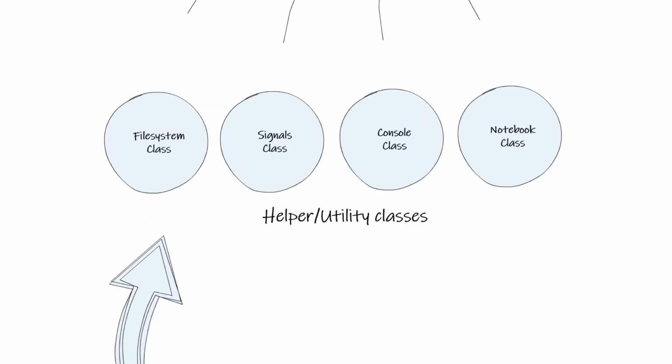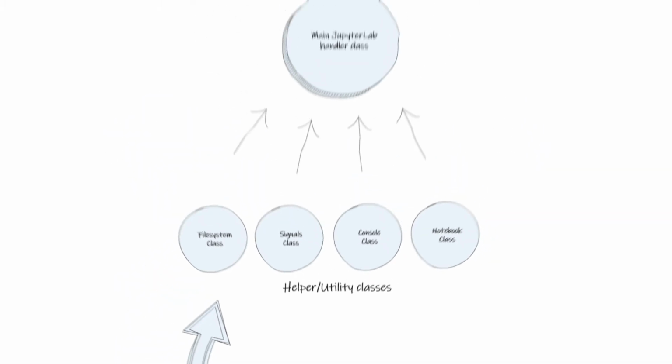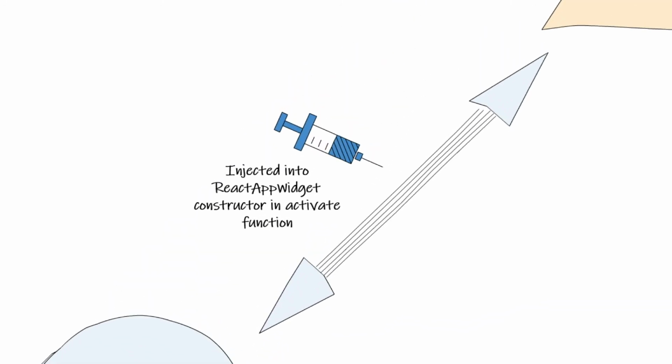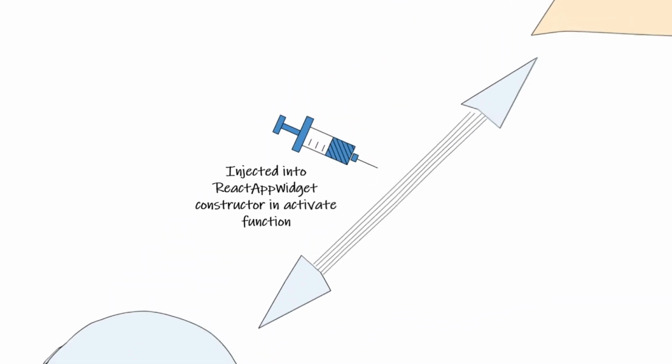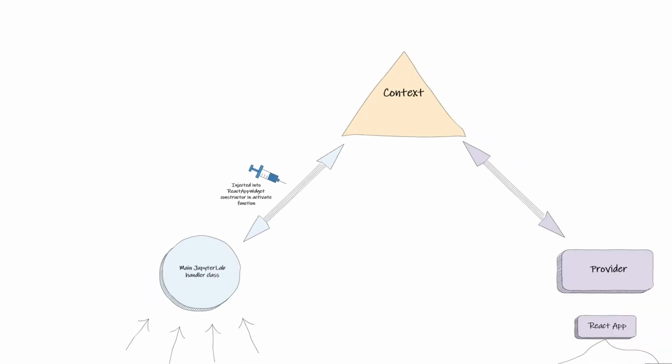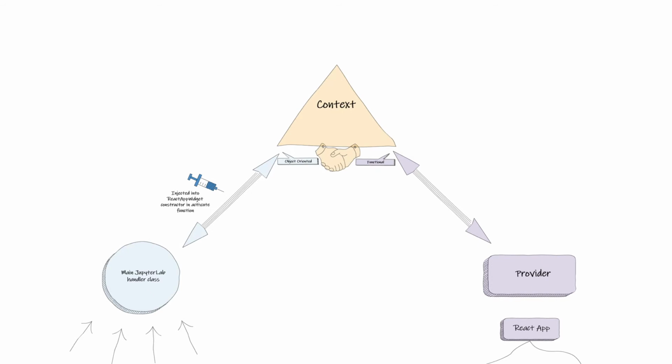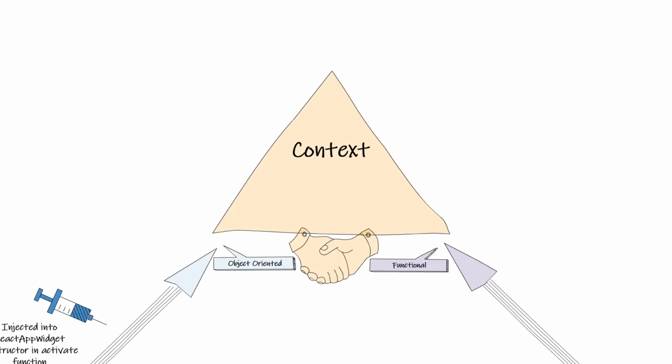Inevitably, we end up writing these kind of wrapper classes around the libraries to help us do various things. We end up aggregating all of those classes in like a main JupyterLab class, which we inject into our React app widget in the activate function. Once that's injected, our context kind of acts as the communicator or the facilitator between our object-oriented JupyterLab side and our very functional, in 2020 with hooks, React side.